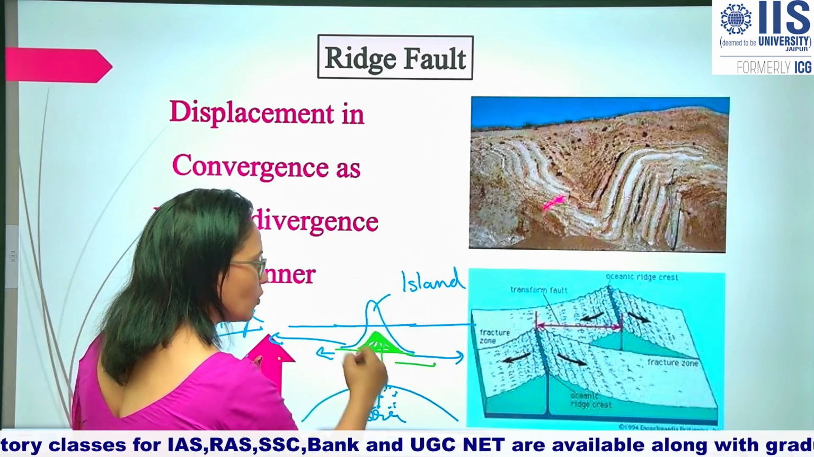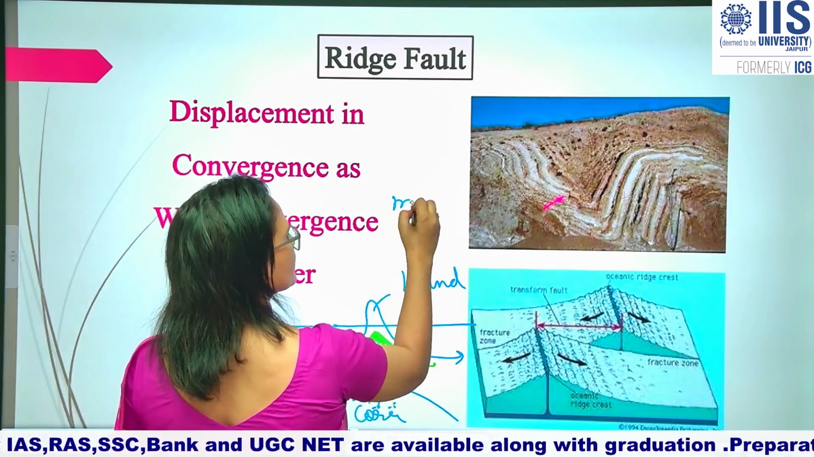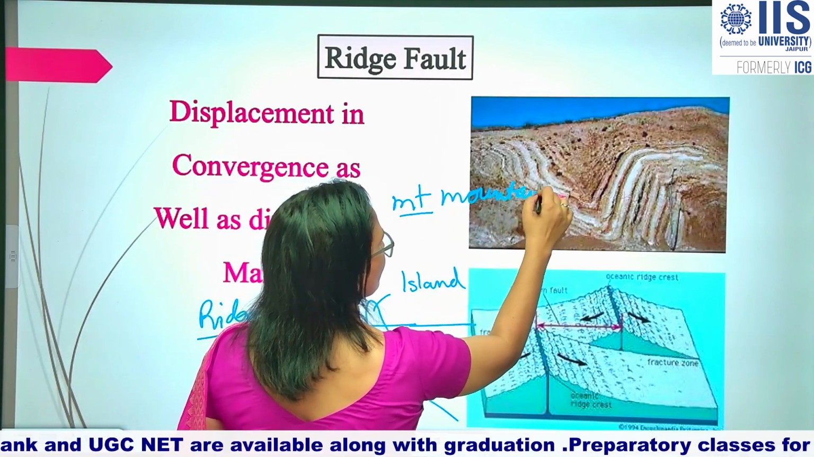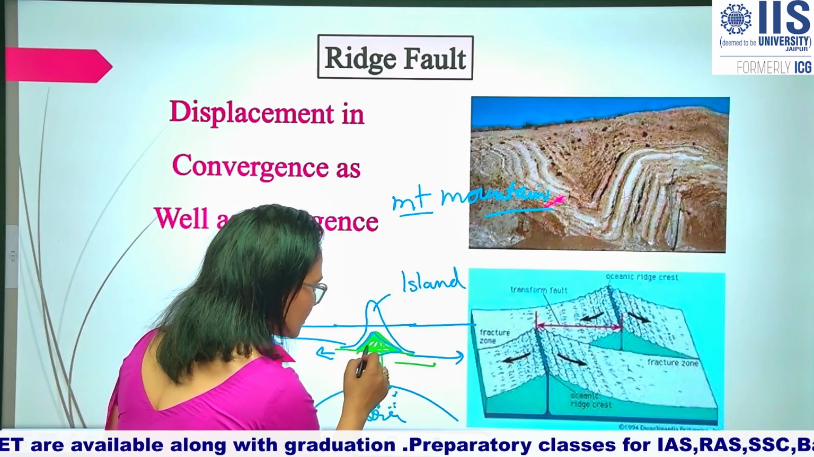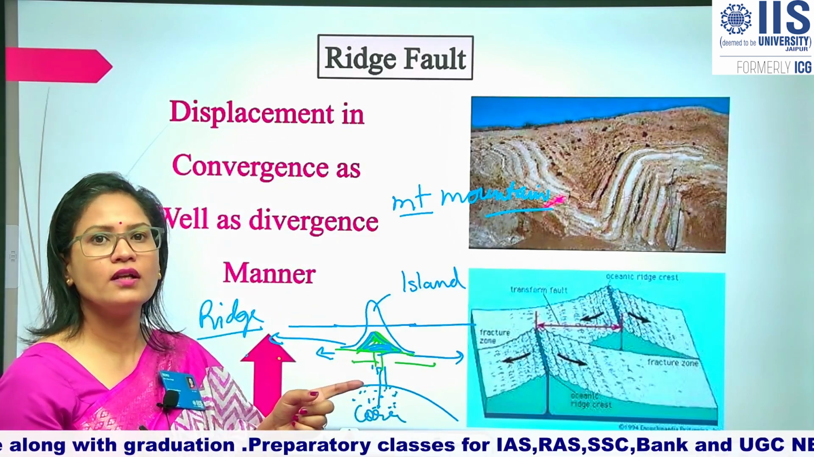And if the whole process occurs on a land part, then it will be known as a mountain, right? So the ridge structure is like this because of the endogenic tensional force.